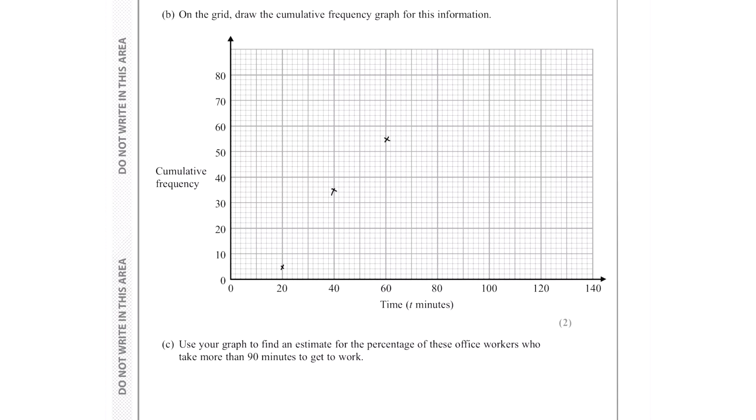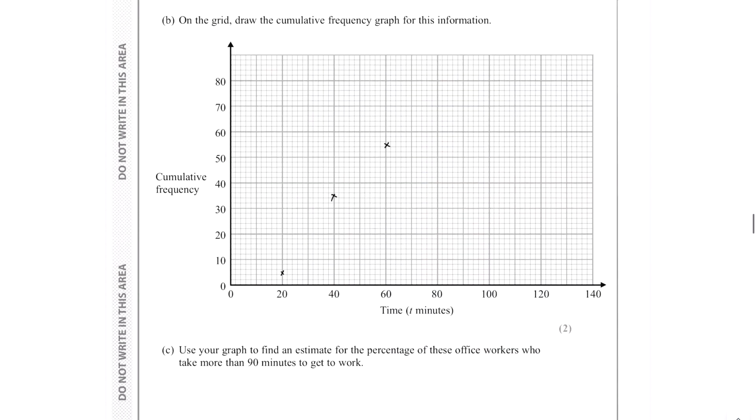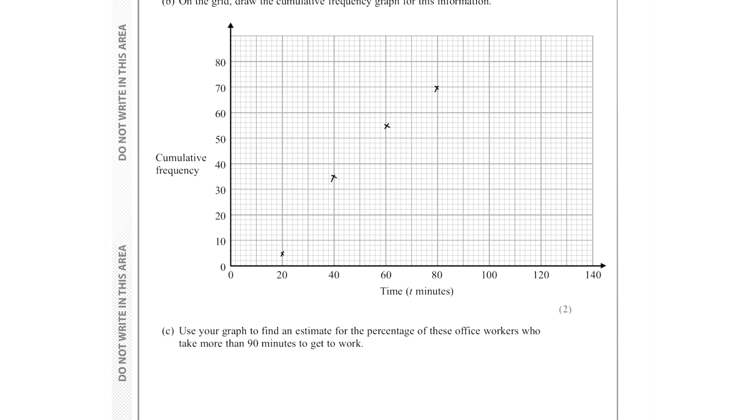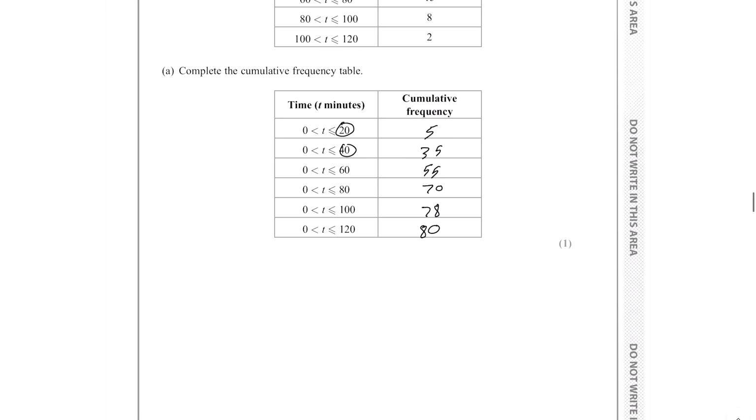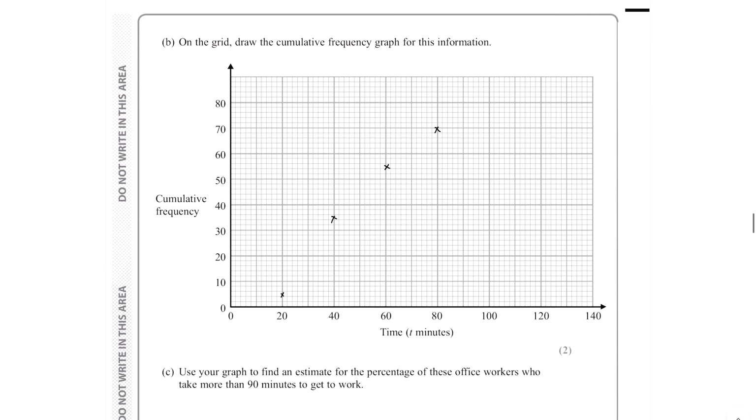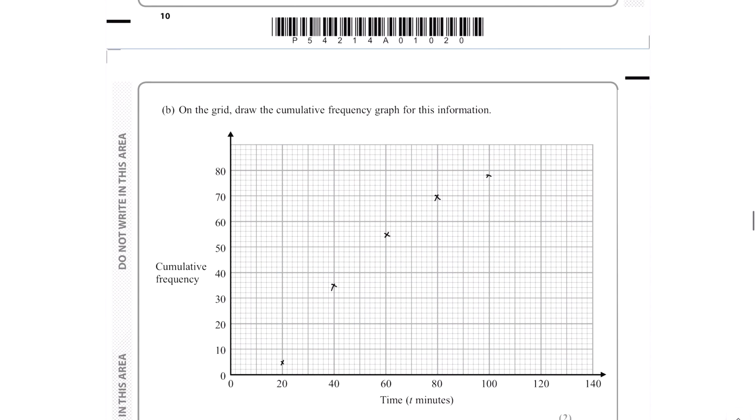And then if I plot 80 against, what was it, 70, that's going to be there. Then we have 100 against 78, that's going to be there. And then if you have 120, was it? Yep, against 80, that is going to be there. Then you can draw a line to connect the points together, and that would look something like this.